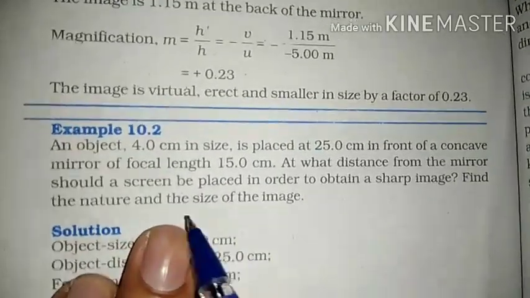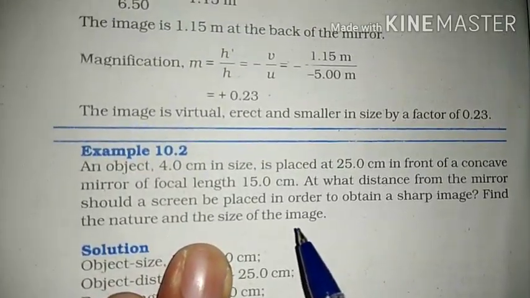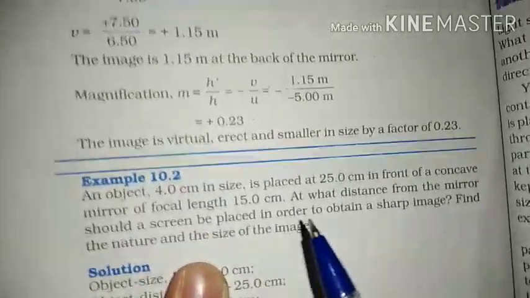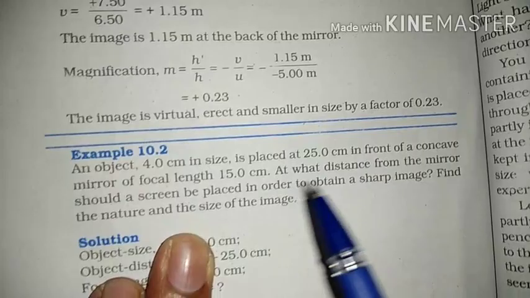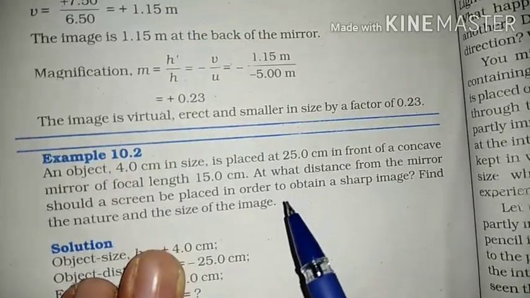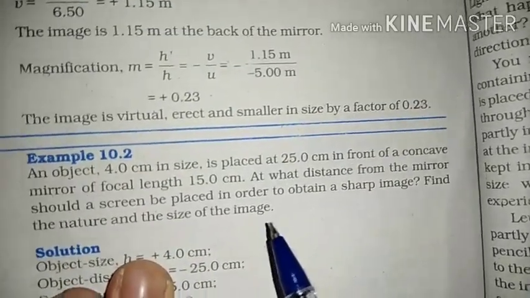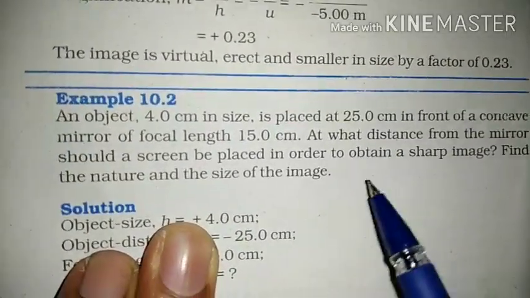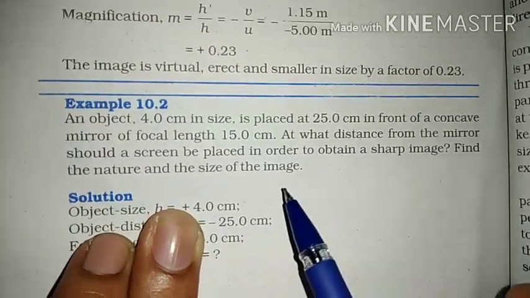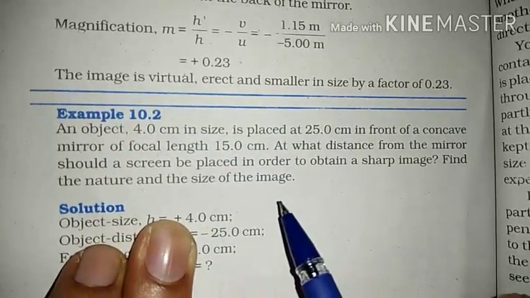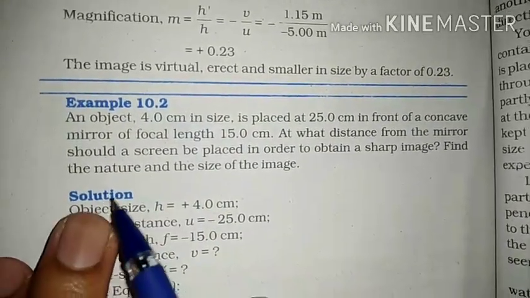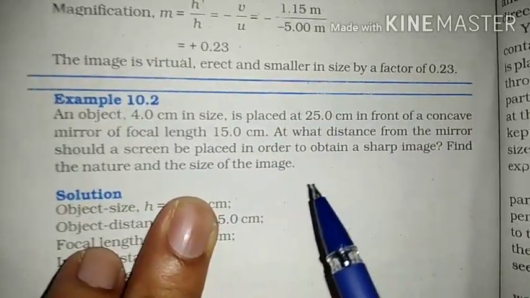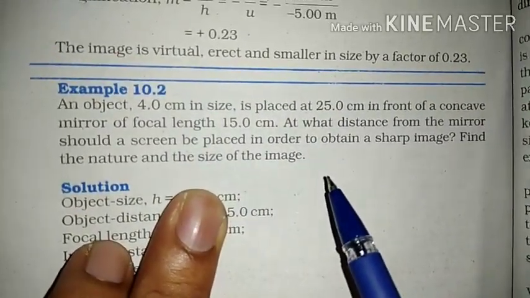What is the meaning of the distance of a screen? I want to clarify that we have seen that real images may be projected on a screen. So the distance of a screen means the distance of the image. You have to calculate the image distance here, that is, we have to calculate V in this question. Also find the nature and size of the image. I hope that you will very easily solve it.